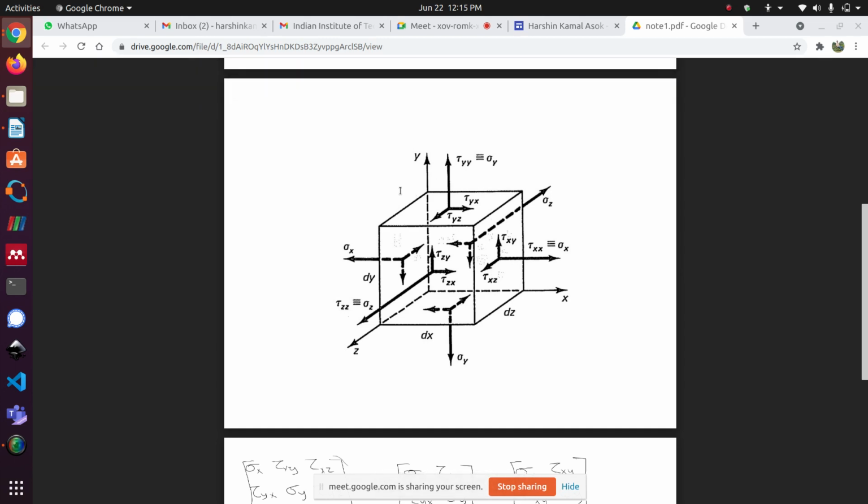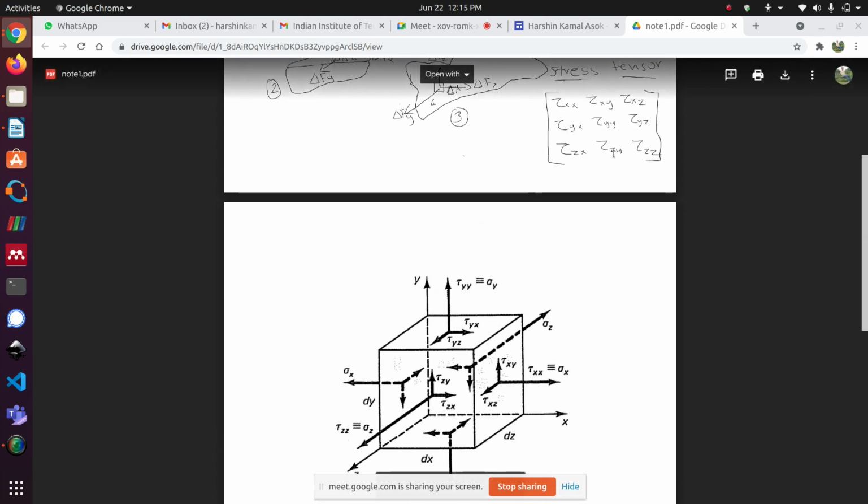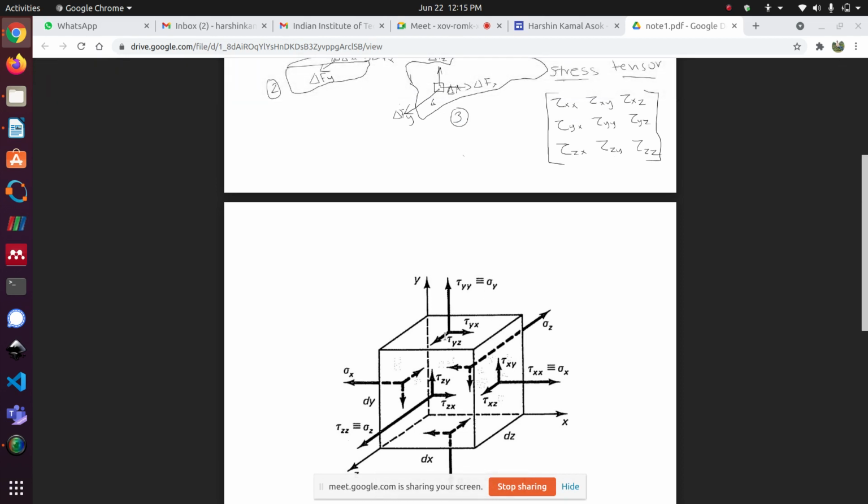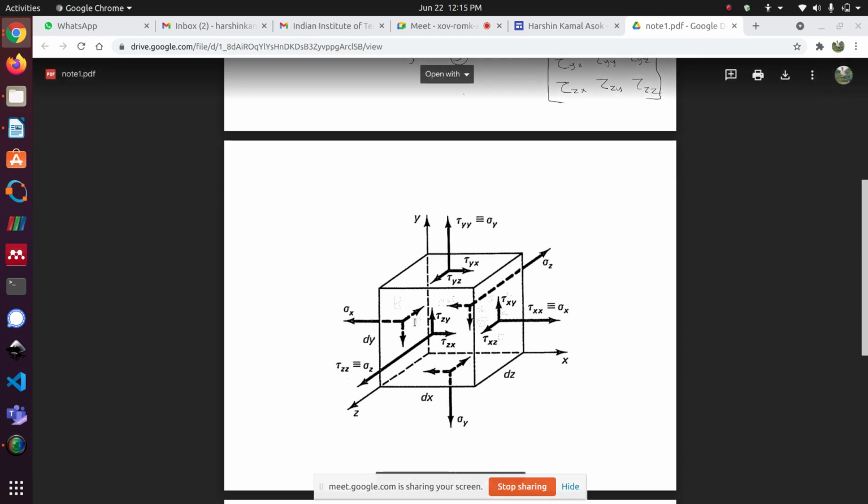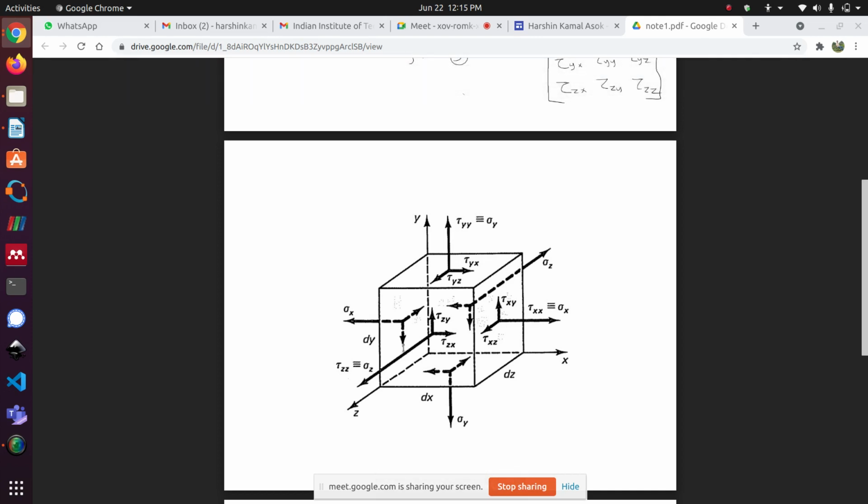1, 2, 3. And you also have 3 planes on the other side of the element here. For them also, the same value of stress can be given just like the opposite side. If this is sigma x, this is again sigma x in the opposite direction. If tau xy is upward here, tau xy is downwards there. That's the way it works.